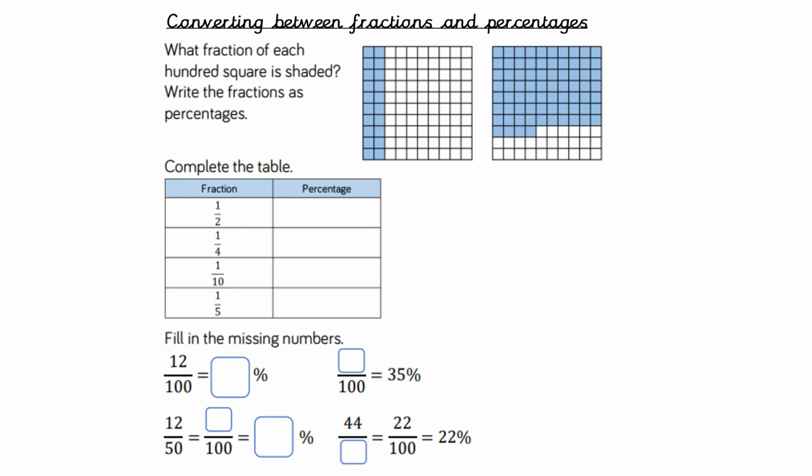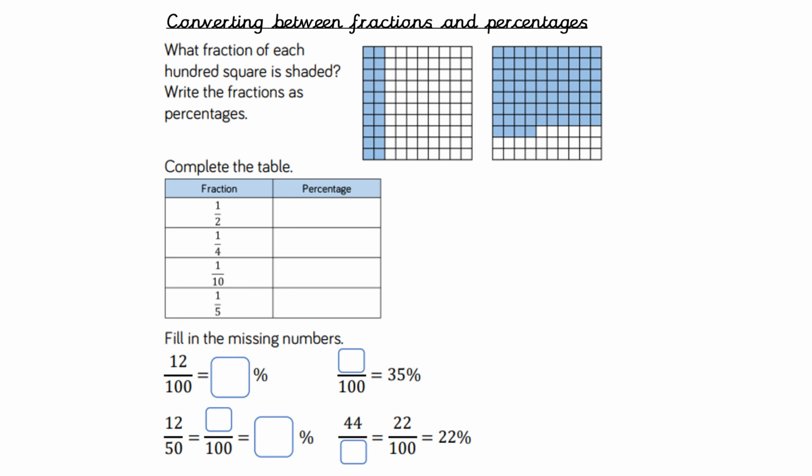Then we've got complete the table. On this one, you don't actually have to do any converting because these fractions, 1/2, 1/4, 1/10 and 1/5, are all fractions that you should automatically know as a percentage and actually as a decimal. So you should just know what they are.